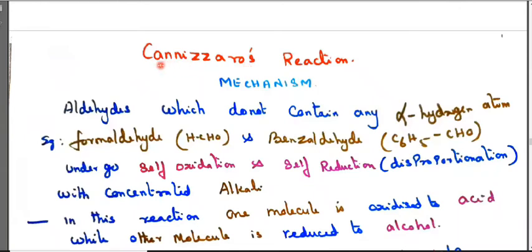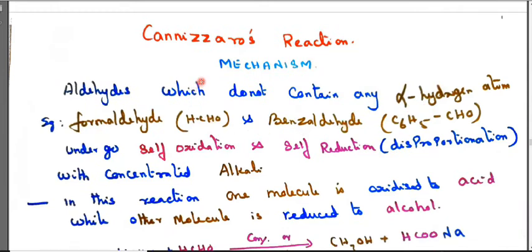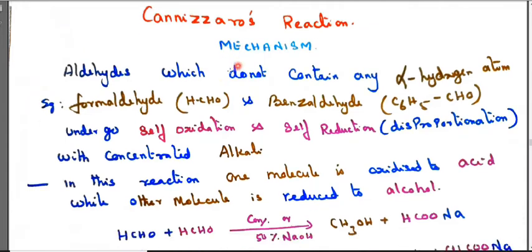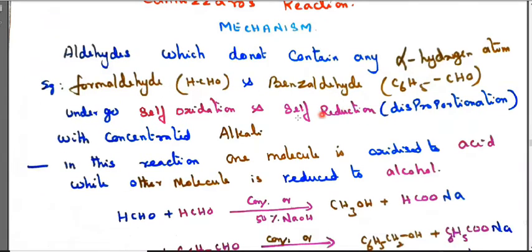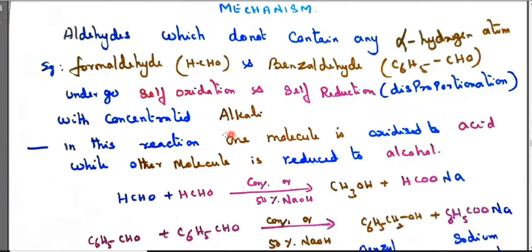Okay, students, today let us see the Cannizzaro reaction mechanism. Aldehydes which do not contain any alpha hydrogen will undergo the Cannizzaro reaction, and only in the absence of alpha hydrogen. In the presence of alpha hydrogen, they undergo aldol condensation. For example, formaldehyde HCHO and benzaldehyde C6H5CHO will undergo self-oxidation and self-reduction. So it is called disproportionation, with concentrated alkali, for example sodium hydroxide at 50 percent.